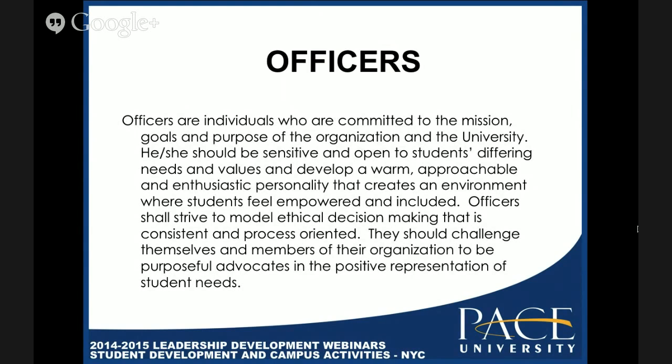Officers should be sensitive and open to students' differing needs and values and develop a warm, approachable, and enthusiastic personality that creates an environment where students feel empowered and included. Officers shall strive to model ethical decision-making that is consistent and process-oriented. They should challenge themselves and members of their organization to be purposeful advocates in the positive representation of student needs.